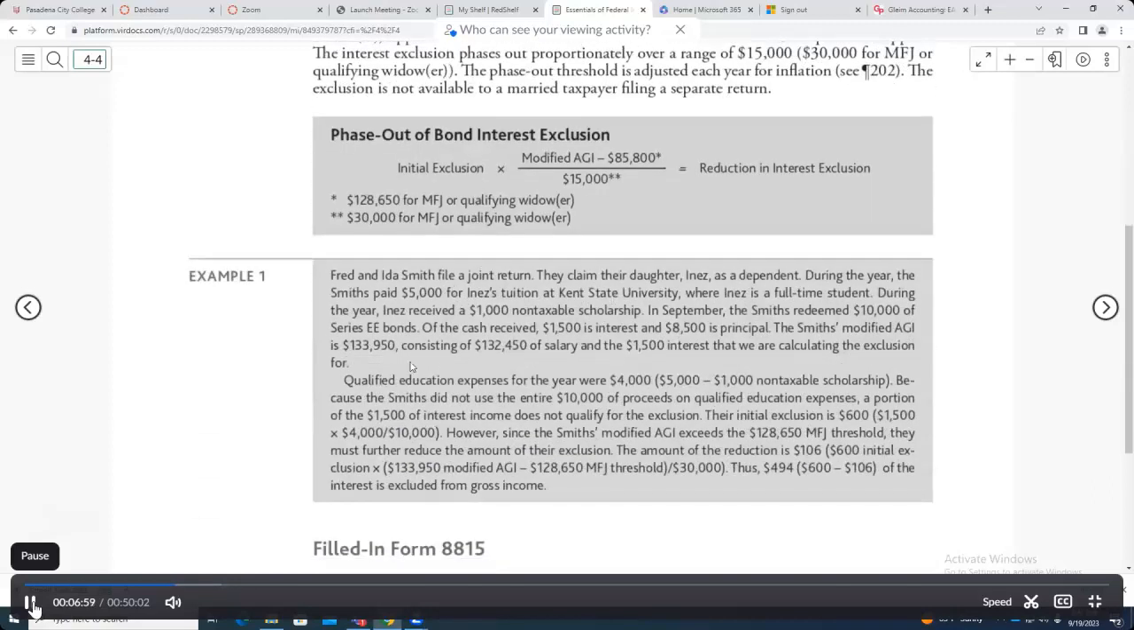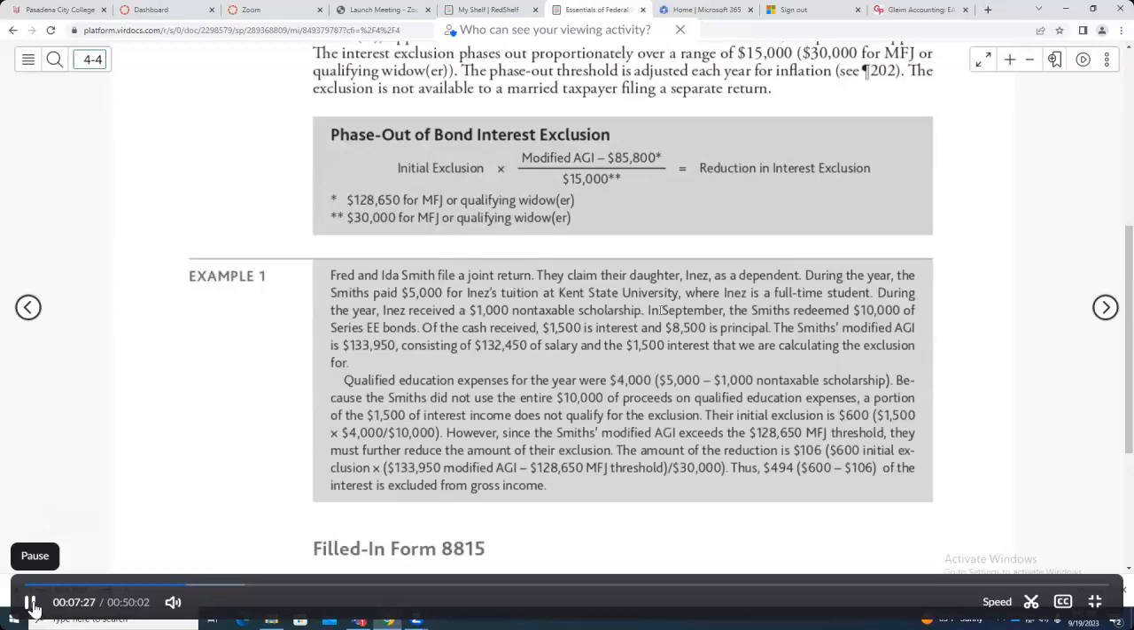So here is an example for it. If we do that, it might help. Fred and Ida Smith file a joint return. They claim their daughter, Inez, as a dependent. During the year, the Smiths paid $5,000 for Inez's tuition at Kennett State University, where Inez is a full-time student. During the year, Inez received a $1,000 non-taxable scholarship.